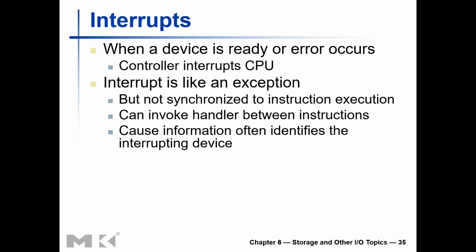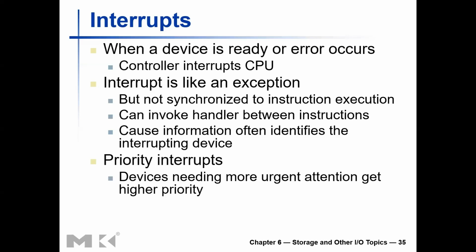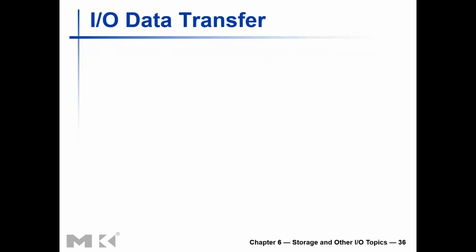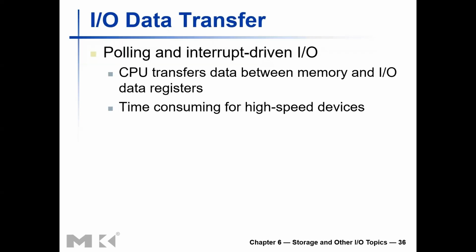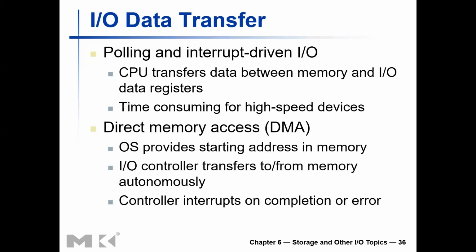Cause information often identifies the interrupting device. And the priority interrupts. All devices do not have the same urgency. So based on the urgency of the devices, we have categorized them into different priority levels. Devices needing more urgent attention get higher priority. I/O data transfer: polling and interrupt-driven I/O. CPU transfers data between memory and I/O data registers. Time consuming for high-speed devices.